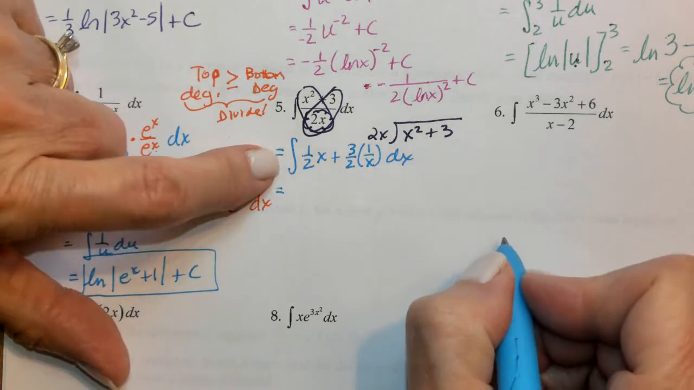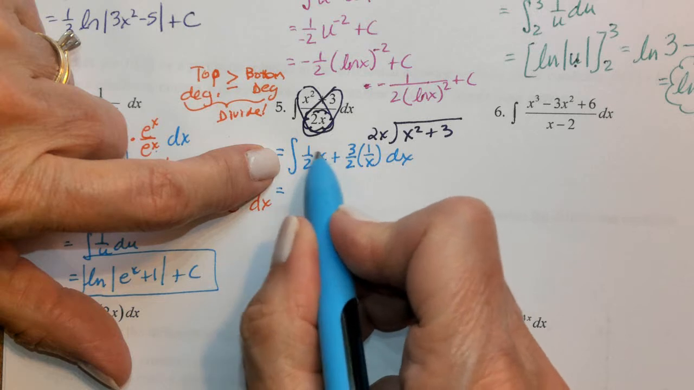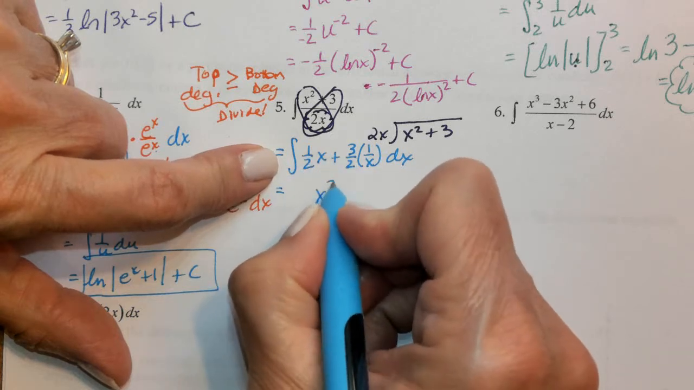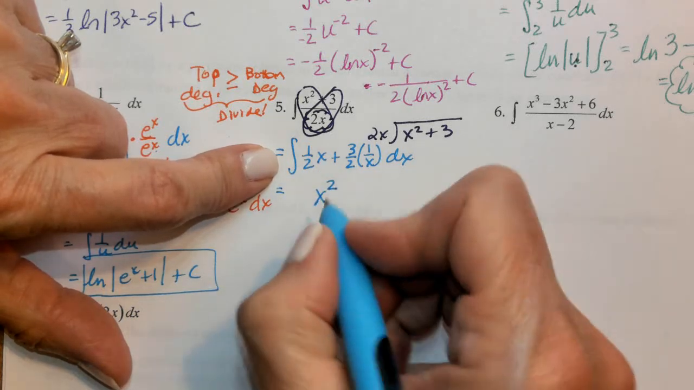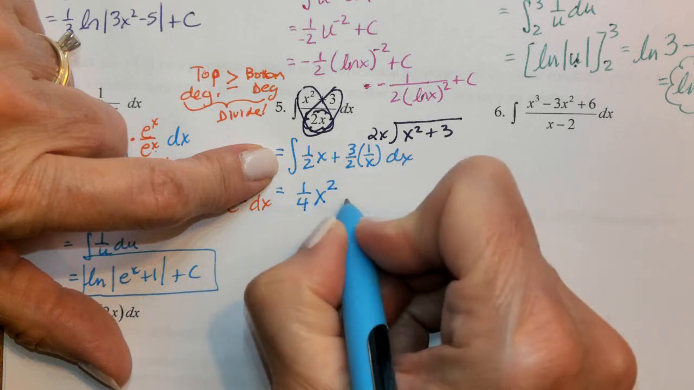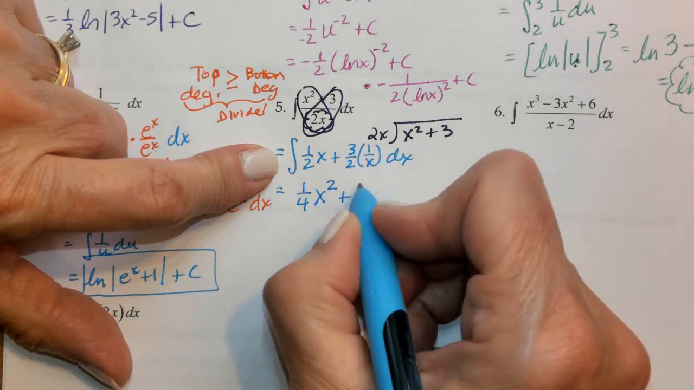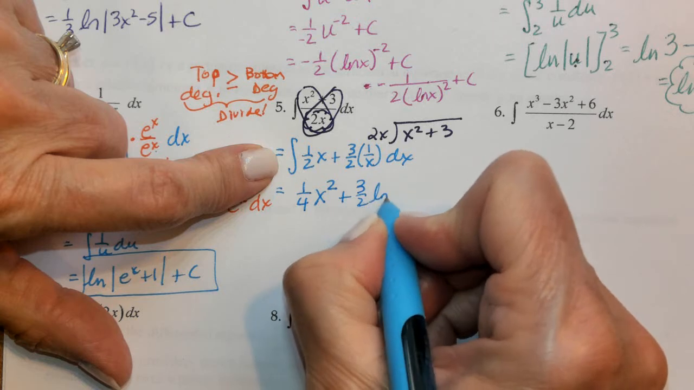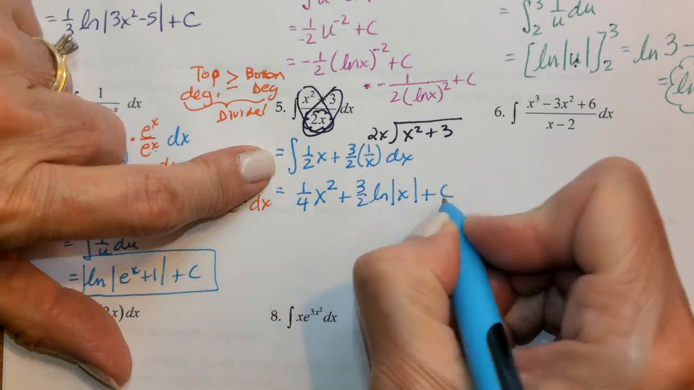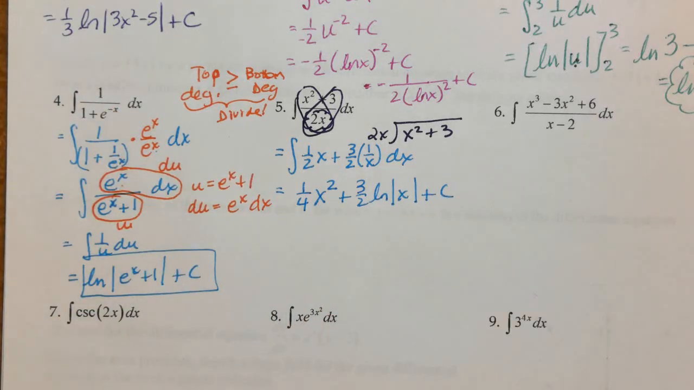All right, now it's time to do the antiderivative. Antiderivative of 1/2 x, this is just power rule, raise the power by 1, divide by the new power. Over here, the antiderivative is 3/2 natural log absolute value x plus c. And that's it.